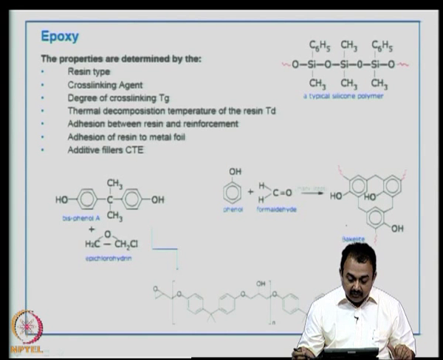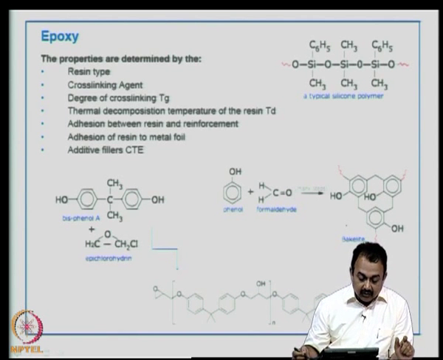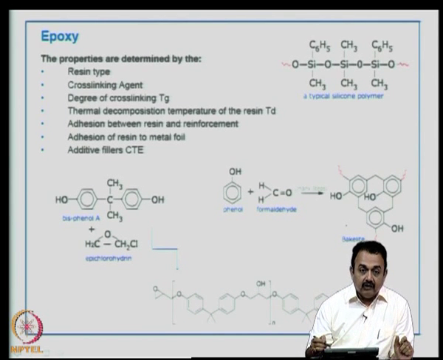Very briefly, without going into too much chemistry, I will describe what an organic insulator does. For example, in an epoxy, the properties are determined by the resin type and the cross-linking agent. The degree of cross-linking will determine the TG of the total system. You are also worried about the thermal decomposition temperature of the resin, TD. TD is different from TG.